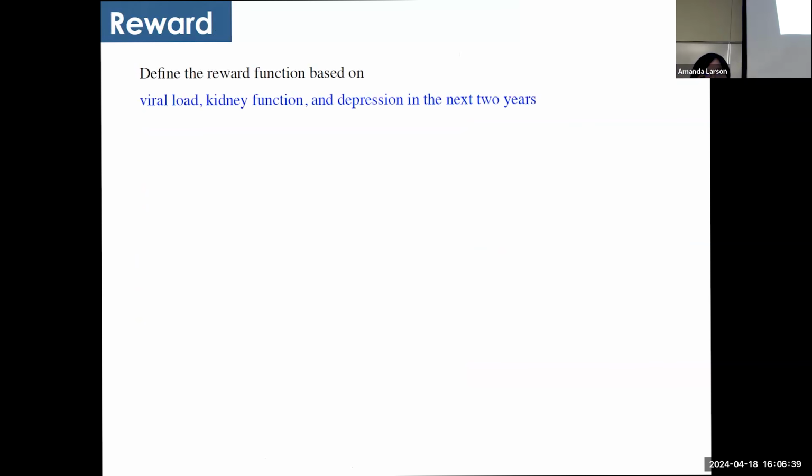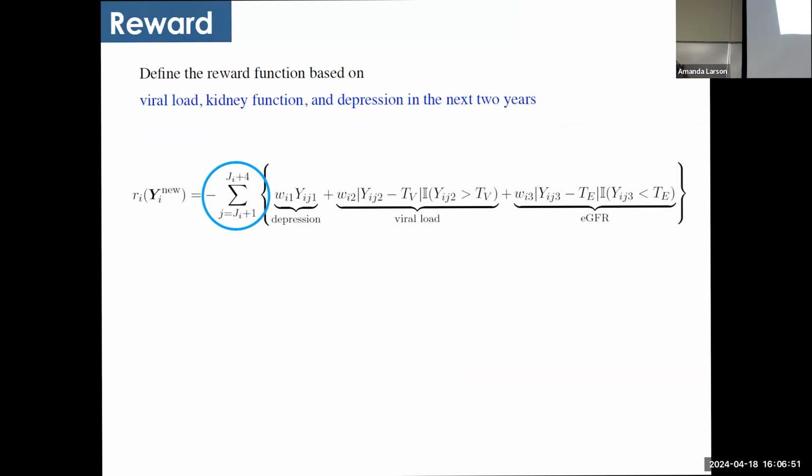And for the second part, the reward function, we define the reward function based on kidney function and depression in the next 2 years. Of course, we can include more health outcomes. And here is our reward. People have semi-annual visits, so we sum from the next 1 visit to 4, like plus 1 to 4. Here, this is the next 2 years. The reason we choose 2 years is because new treatments are still evolving, so you don't want to plan so far away from now because a new treatment may come out. So we have this 2-year threshold.